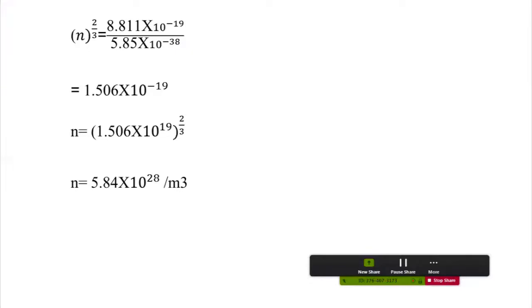If we do the simplification, we will get 1.506 into 10 to the power 19. That value is n to the power 2 by 3. But we want n. N equals 1.506 into 10 to the power 19 whole to the power 3 by 2. We will get the free electron concentration n equals 5.84 into 10 to the power 28 per meter cube.